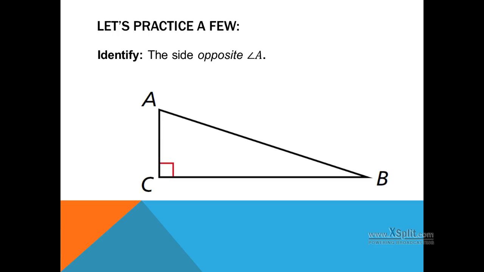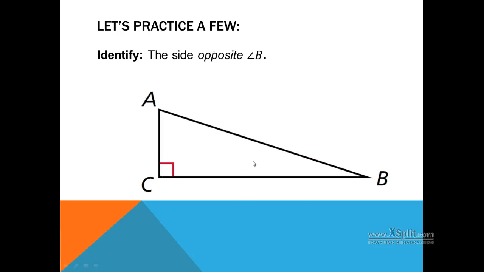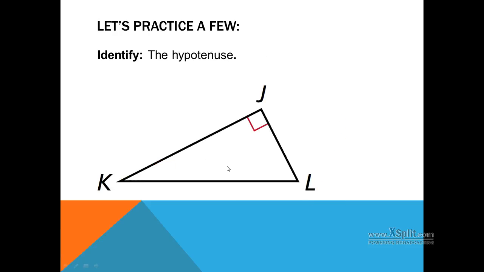For example, with this triangle, if you want to identify the side opposite A, take a moment to pause the YouTube video and guess. Very good. Hopefully you guessed that the side opposite is CB. This side down at the bottom is opposite angle A because it's as far away as you can get from angle A. The side adjacent to angle A, remember there are two sides adjacent to angle A. One's the hypotenuse, so we don't count that one. AC is the side that's adjacent to angle A. The side opposite B is also AC.